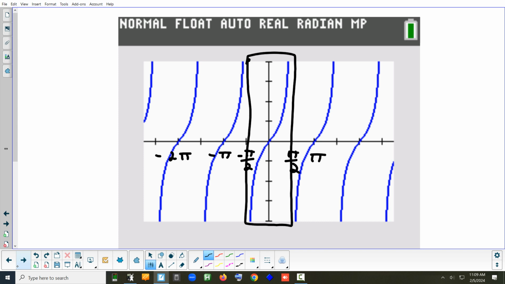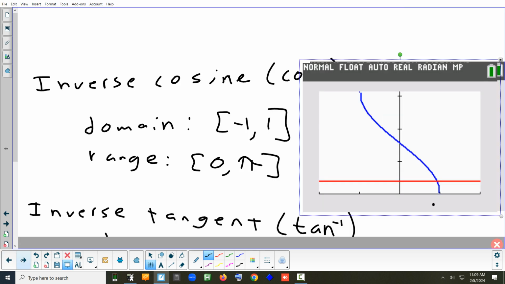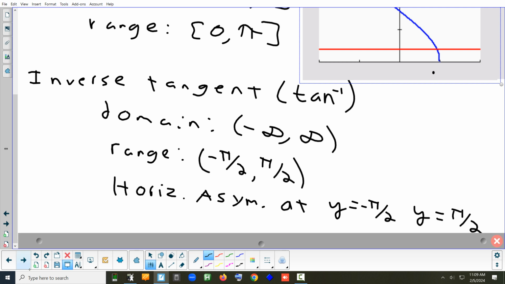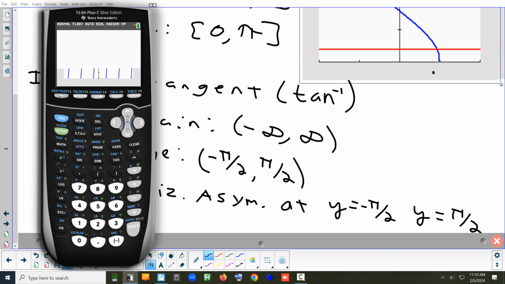Okay, so domain, all real numbers. Range is going to be the restriction we put on the original domain. And we said this earlier, but the two vertical asymptotes that you had, when you do a mirror image of the vertical, they turn into horizontals. All right, so let's graph inverse tangent.